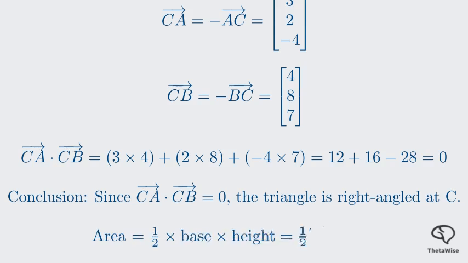Once we know it's a right-angled triangle, finding its area is straightforward. The area is 1/2 times the base times the height, where the base and height are the lengths of the two perpendicular sides. That is, half the magnitude of CA times the magnitude of CB. We've now met our objective of using vectors to determine triangle properties.